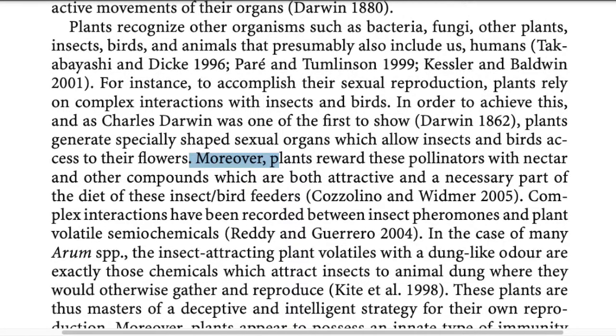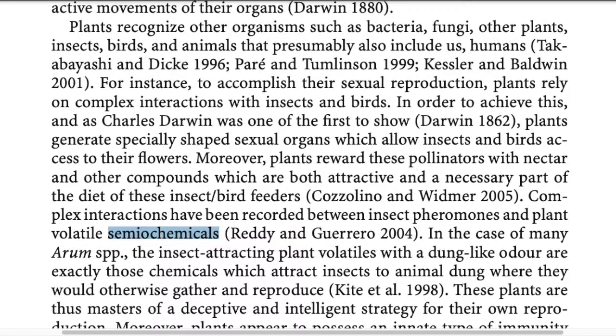Moreover, plants reward these pollinators with nectar and other compounds, which are both attractive and a necessary part of the diet of these insect and bird feeders. That was from a 2005 study. Complex interactions have been recorded between insect pheromones and plant volatile semiochemicals. That's 2004. Now, if you were on the panel I did on semiotics, you'd know exactly what semiochemicals are.